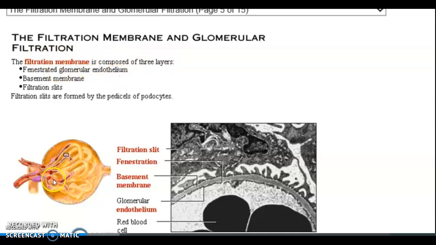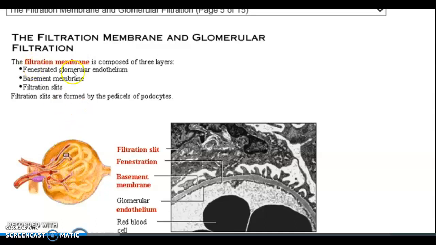Now remember, the actual simple squamous epithelial cells that line a capillary are called the endothelium, and fenestrated means that it has little bitty holes in it. Little bitty holes that if you're bigger than those little bitty holes, you should not be able to leave. So a red blood cell or proteins should never be able to leave the blood, because first thing, they shouldn't be able to go through that fenestrated glomerular endothelium, the little holes in the squamous cells that line the lumen.